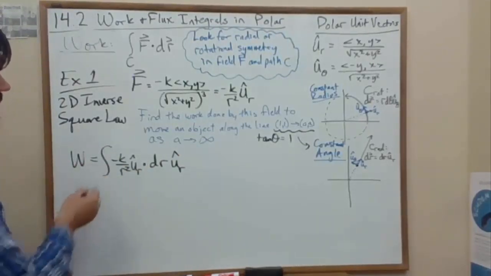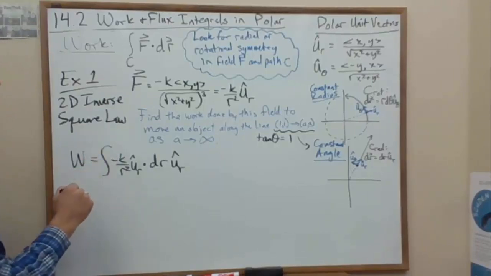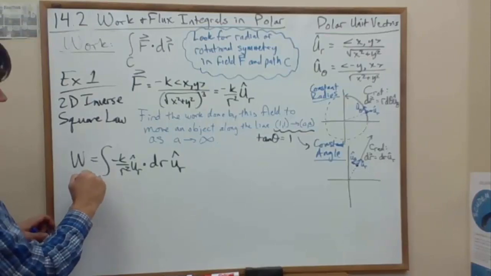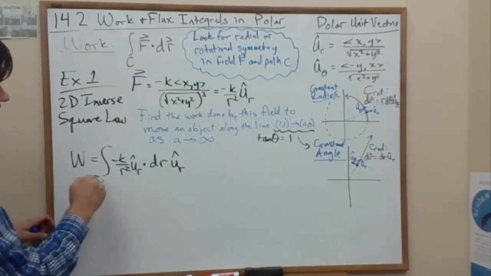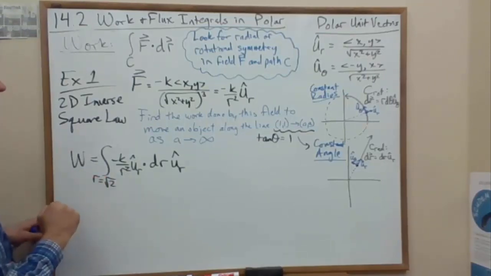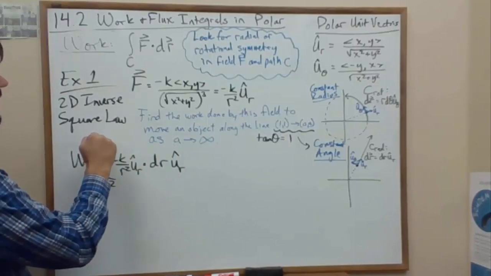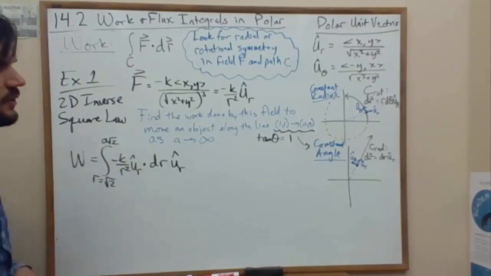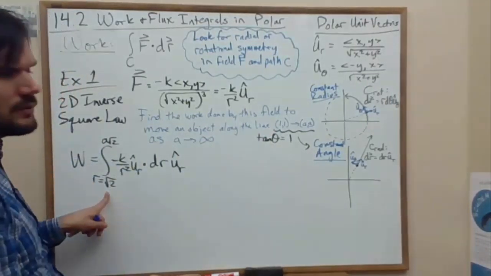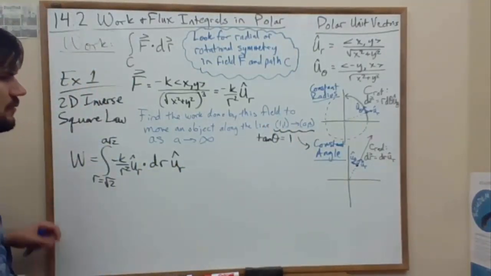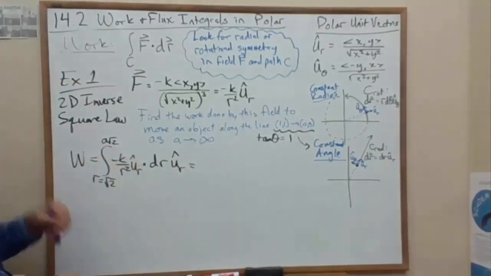And let's set up our limits. Well, our curve will be along a radius starting at square root of 2 and ending at a radius of square root of a squared plus a squared. That's a root 2. So starting radius, root 2, ending radius, a root 2. Okay, now let's dot these components together.